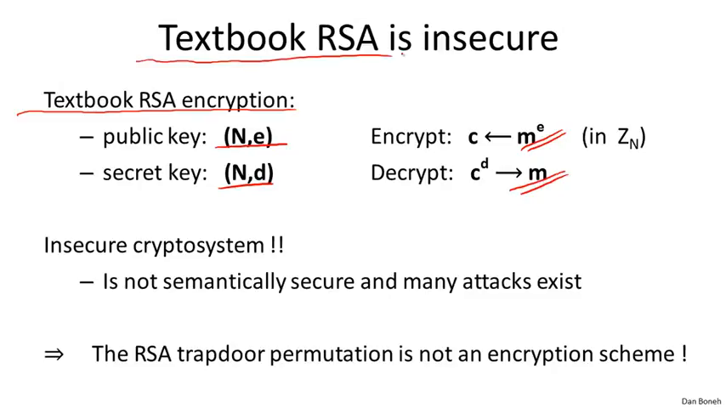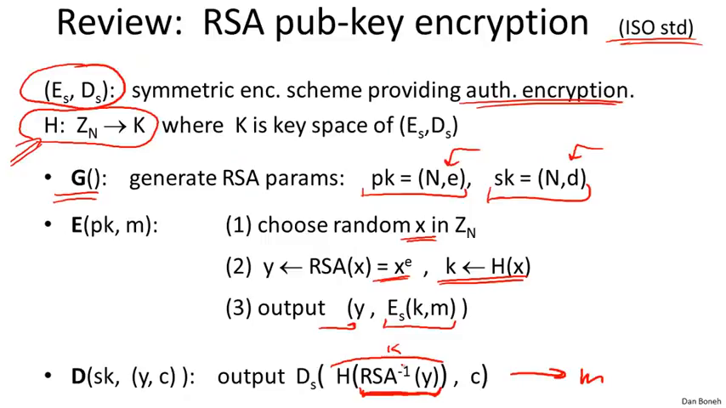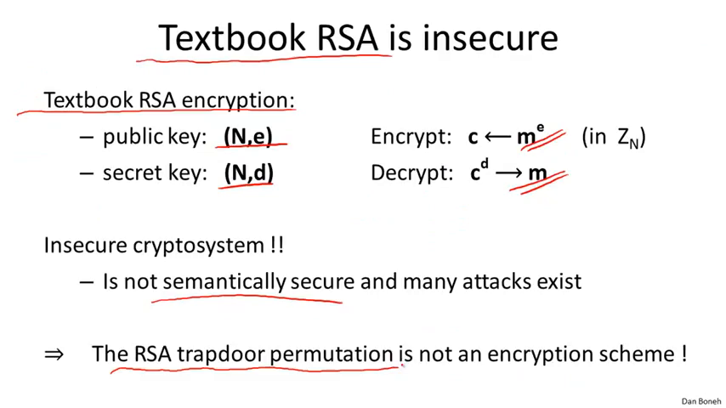I'm going to call this textbook RSA because there are many textbooks that describe RSA encryption in this way, and this is completely wrong. This is not how RSA encryption works. It's an insecure system. In particular, it's a deterministic encryption, and so it can't possibly be semantically secure. In fact, there are many attacks that exist, and I'm going to show you an attack in just a minute. But the message that I want to make clear here is that RSA is just a trapdoor permutation. By itself, it's not an encryption system. You have to embellish it with this ISO standard, for example, to make it into an encryption system. By itself, all it is is just a function.